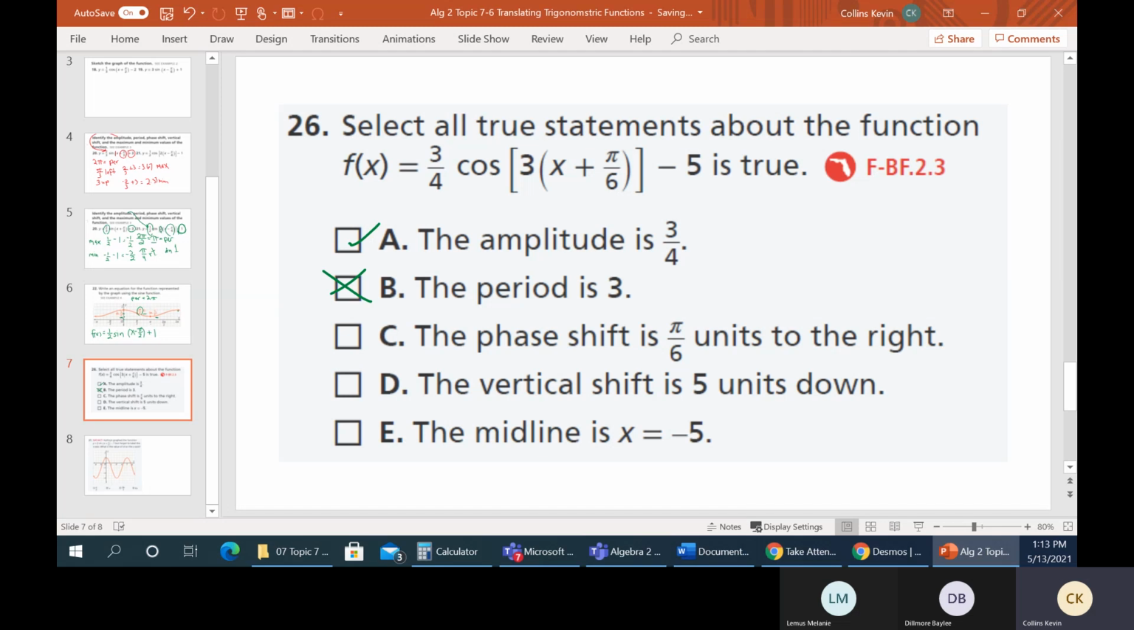Next one says the phase shift is pi over 6 units to the right. True or false? Yes or no? Yeah, they got you on that one. Remember, this moves the opposite way. So we see plus pi over 6, we're thinking right, but it's really to the left. Yeah, remember that? So this guy's out.